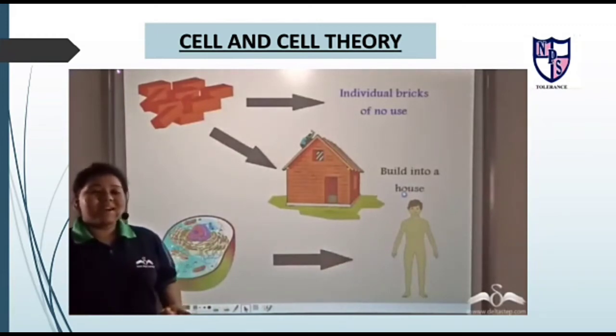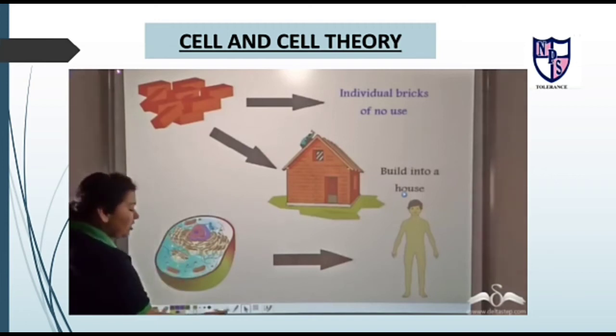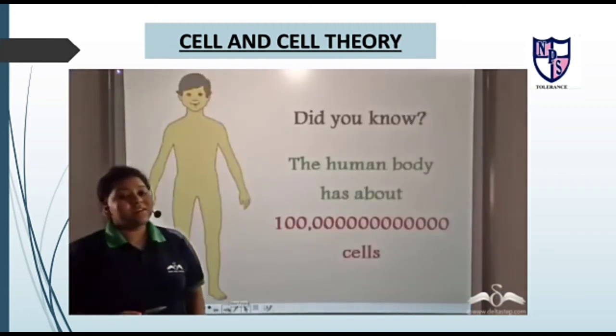Now, can you guess the number of cells that are present in our human body? 10,000? 100,000? No. We have 100 trillion cells in our human body.